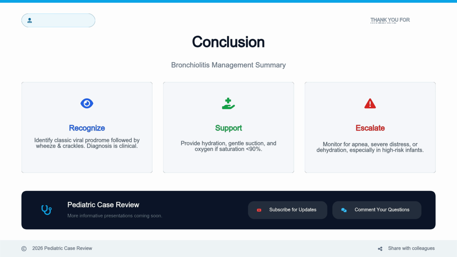Remember the key principles: recognize typical presentations, provide supportive care, and escalate appropriately when needed.